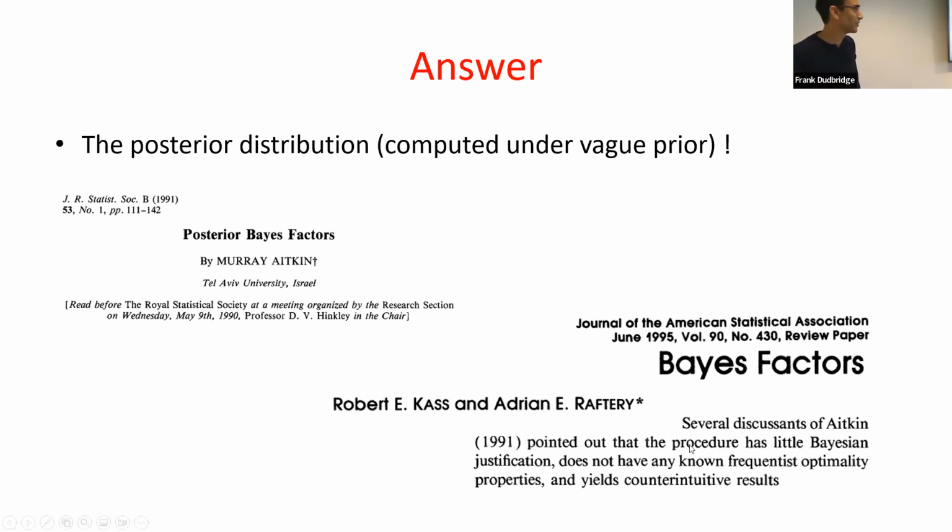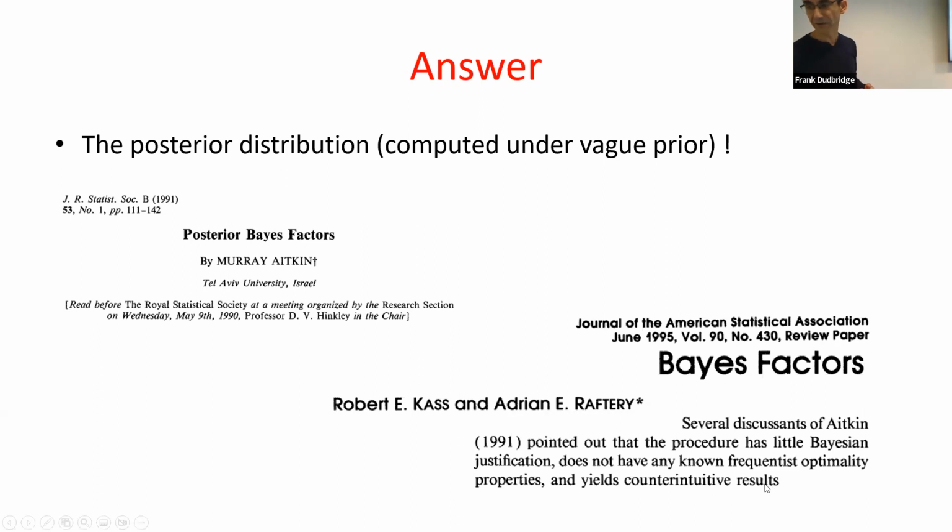Here's some of the strongest arguments. The procedure has little Bayesian justification. If you're Bayesian, you have to have a prior, and then you modify it, and then you get a posterior. It doesn't make sense to have a posterior and then take that back in and use it again as the prior in the same data. That violates the Bayesian philosophy somehow.